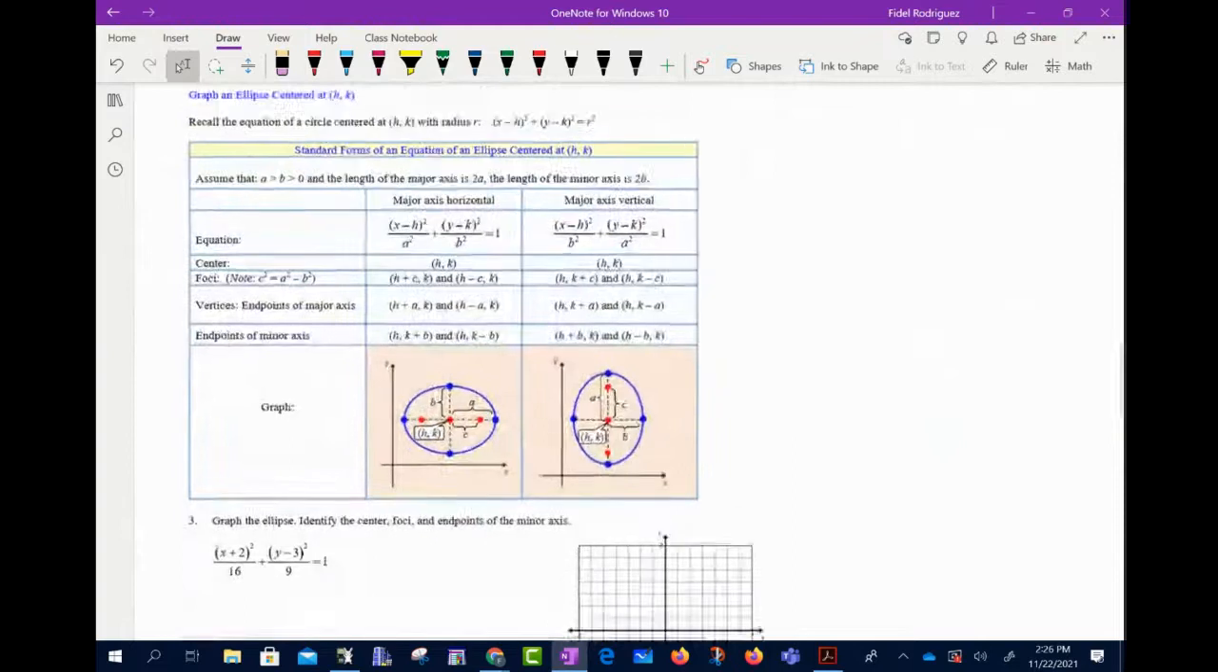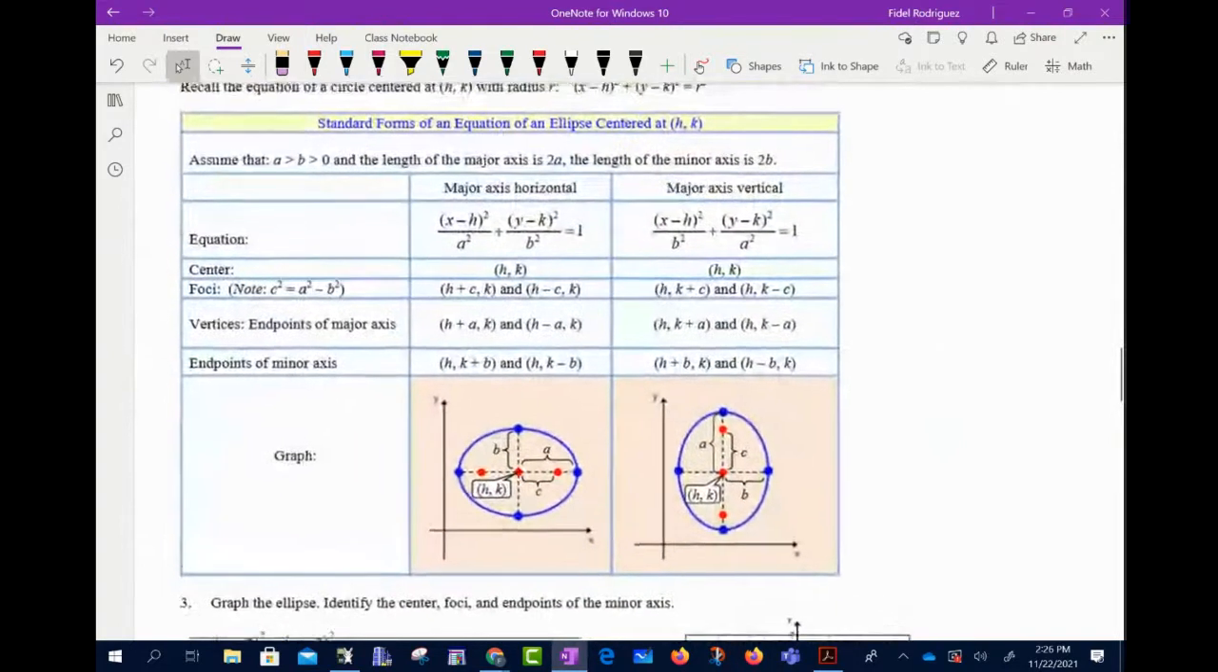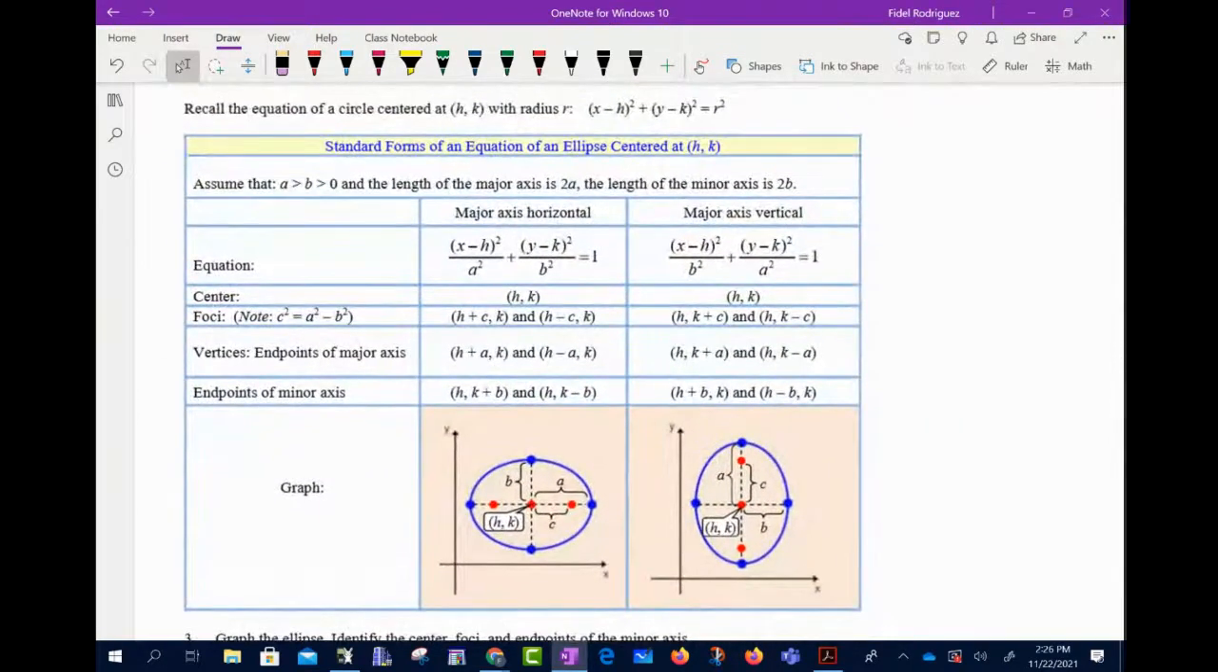Okay. So now we can figure out what happens when the ellipse is not centered at the origin. Okay, so this right here, y'all, tells me the standard form of an equation with an ellipse that's centered at some point h, k.